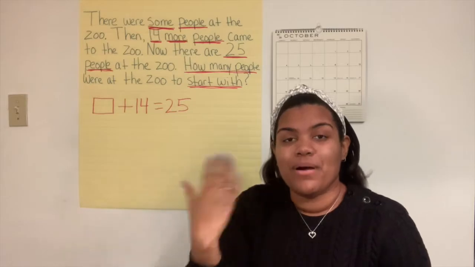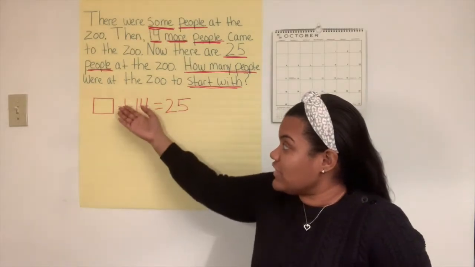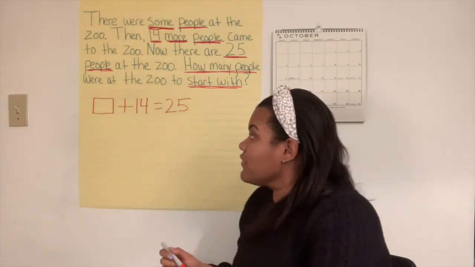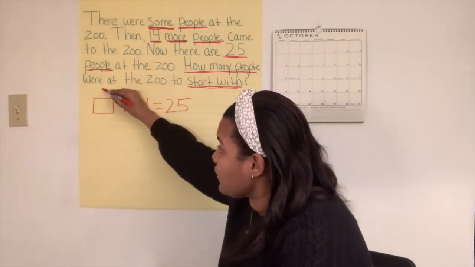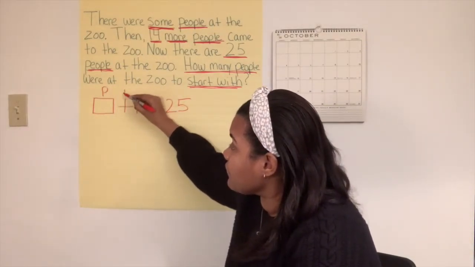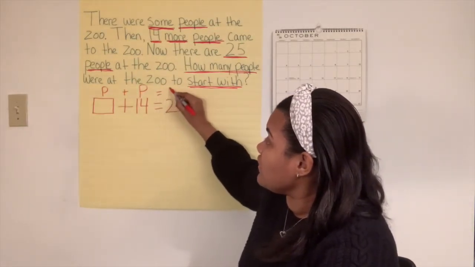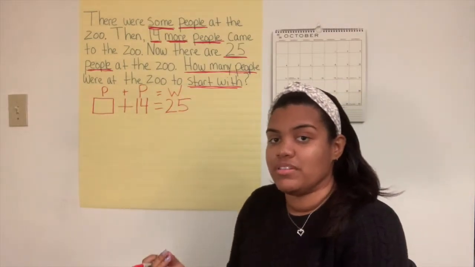You got it. Part plus part equals whole. Okay, so we know that. So looking at this, tell me our parts and tell me the whole. Okay. So we know this is a part. This is a part. And this is our whole. Perfect. Now we know what's the parts and what's the whole.